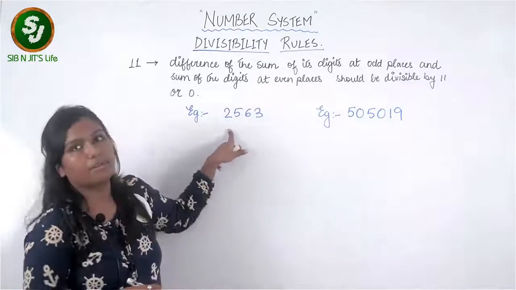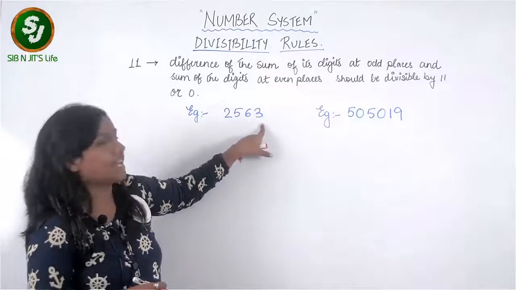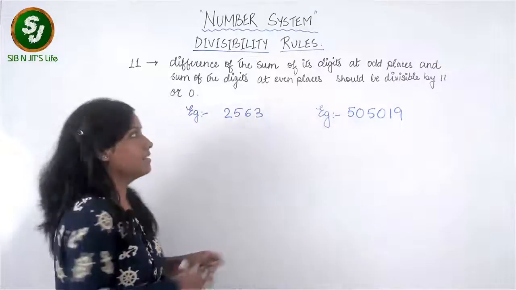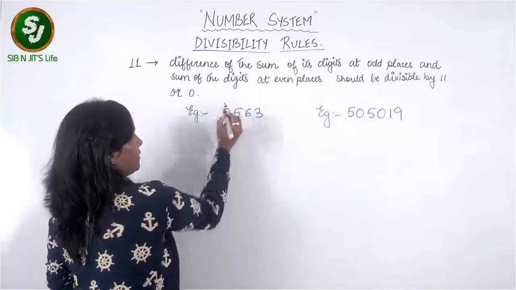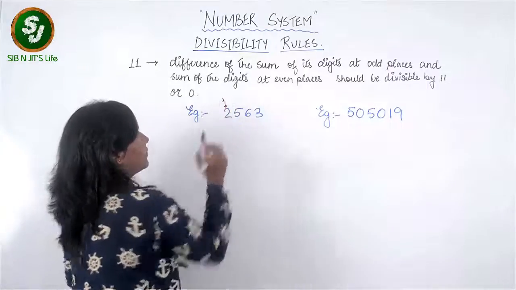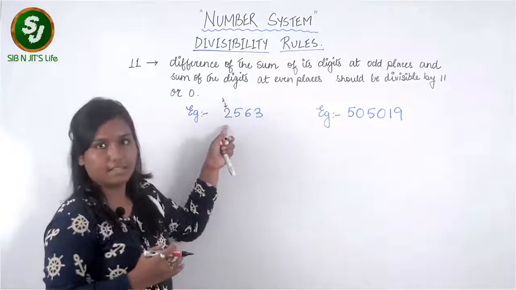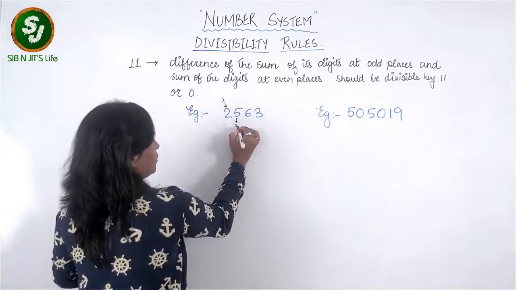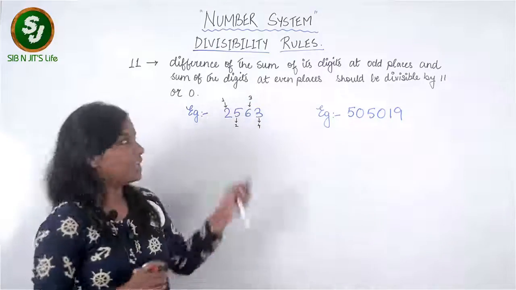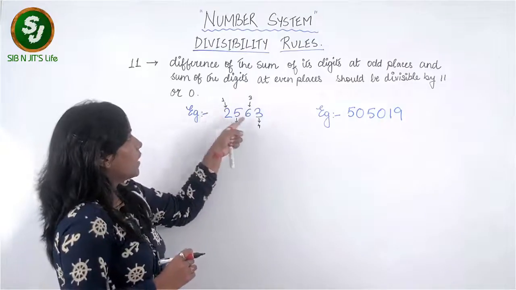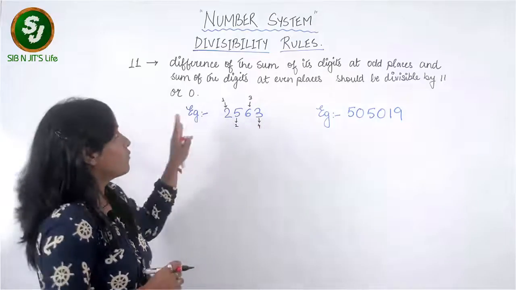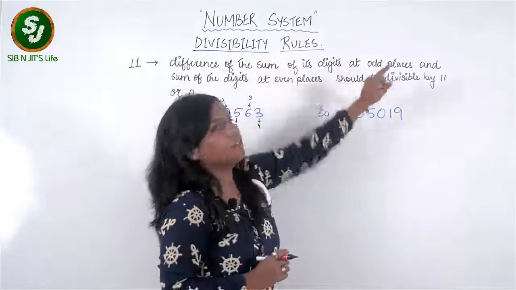So let's look at this example. We have the number 2, 5, 6 and 3. Whenever you count the odd places and even places, remember, from the left-hand side we must start, and this digit will be position 1, or you can say the first odd place. This will be 2, this will be 3 and this will be 4. Now the digits at the odd places are 2 and 6, and the digits at the even places are 5 and 3.